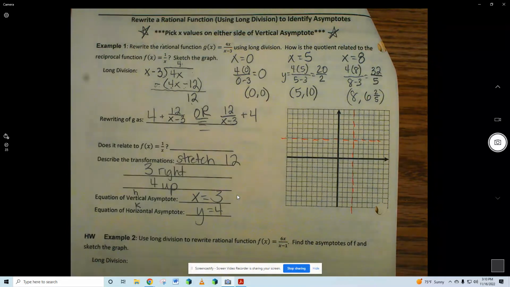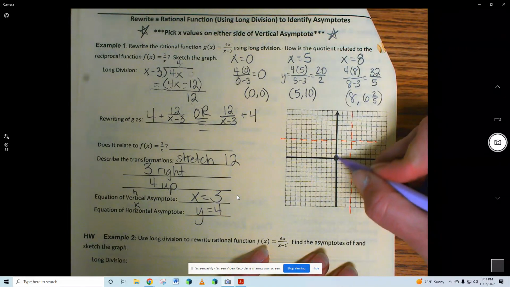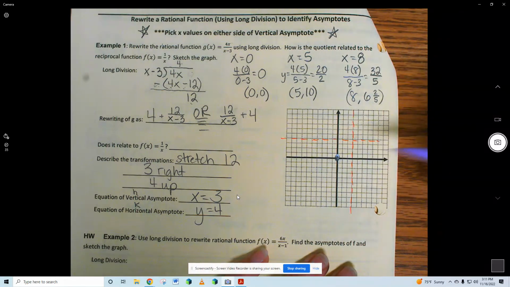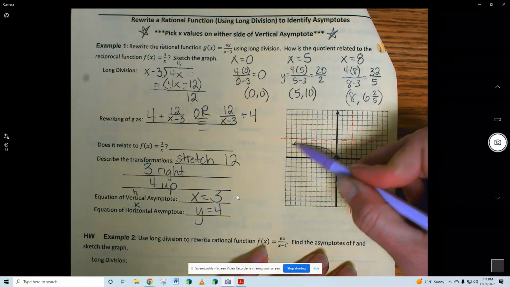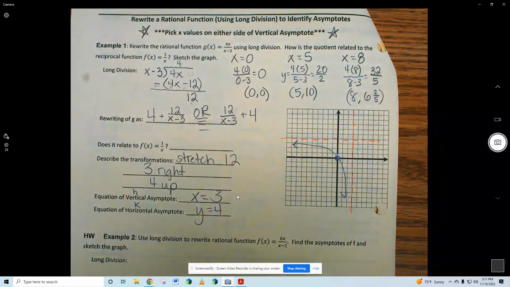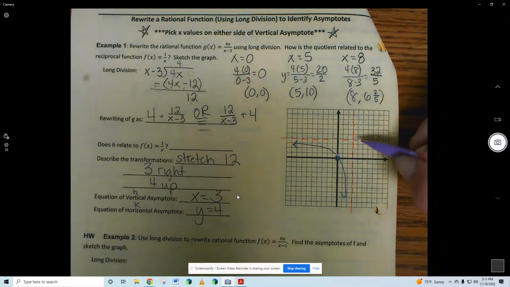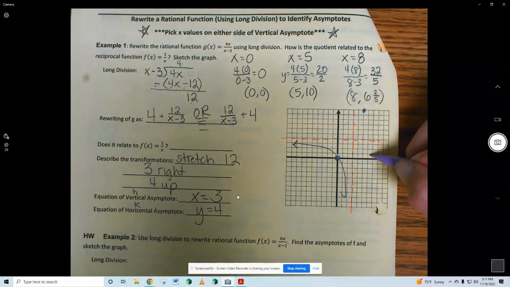So 0, 0. I'll make them really obvious. You guys, this is the only point I have. I'm just going to randomly go like, it's approximately that. And I'm not going to be sad. It's not perfect. That's fine. Over 5 up 10. Over 8 up 6.